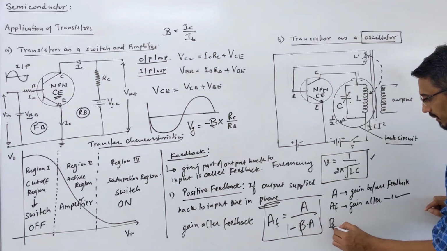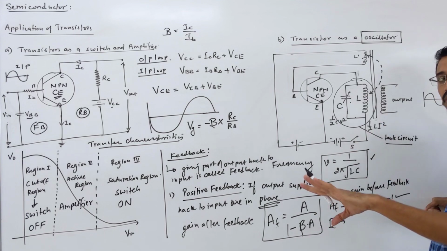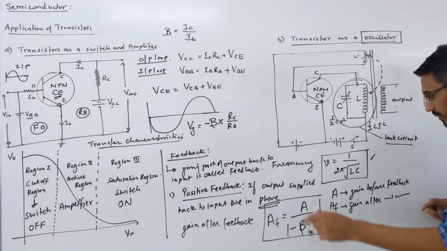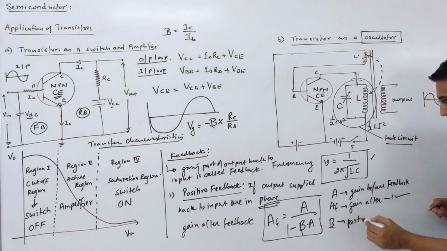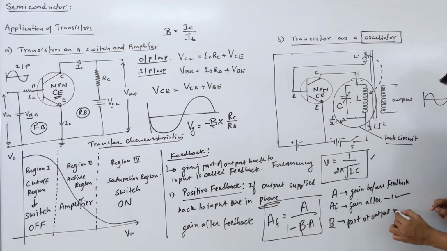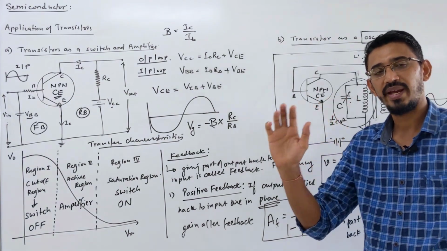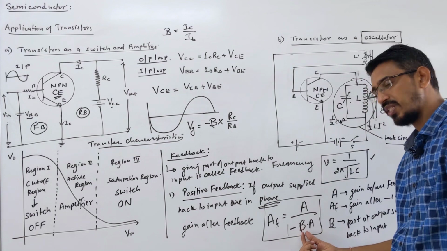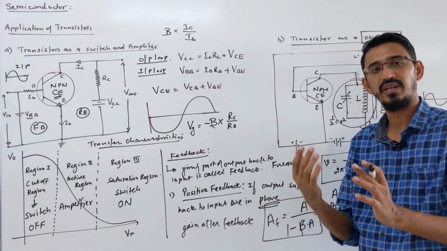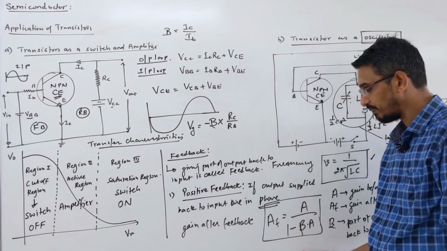And beta is what here? Not current gain, it is part of the output supplied back to the input. Part or percentage also you can say. So generally this is given as a percentage. They say 10% of the output is supplied back to the input. 10% means 10 by 100, so this becomes 0.1.